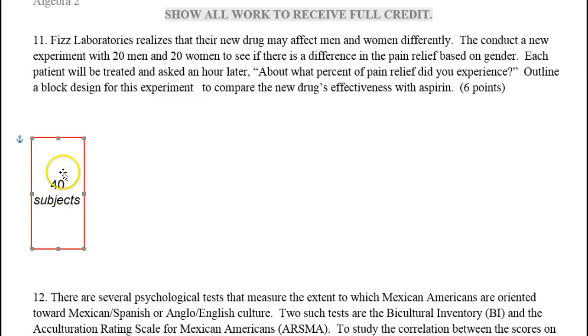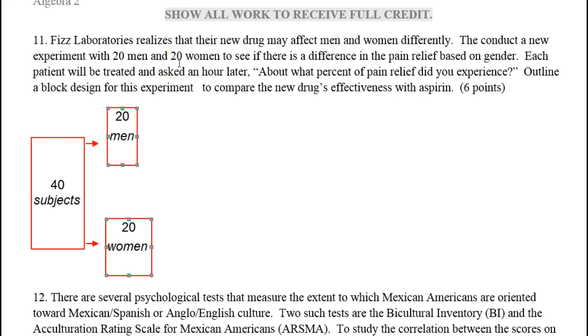All right, that's 20 men and 20 women. But immediately we're going to separate those 40 subjects into the two groups, men and women, 20 men and 20 women. Notice there's no random assignment here. They're being separated by gender. So it should not have a block here that says random assignment.